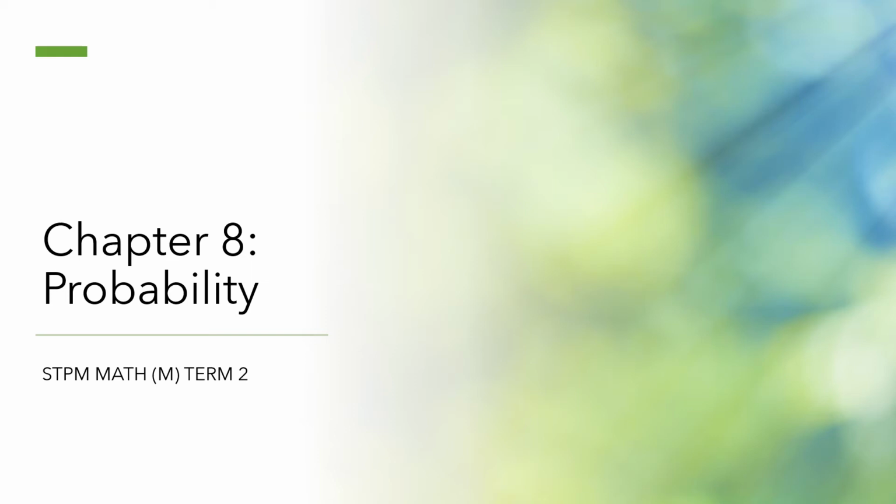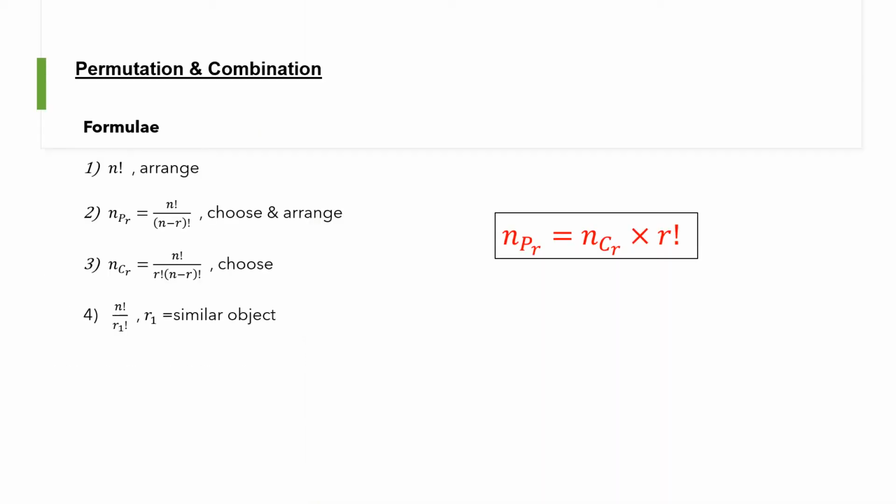Chapter 8 Probability. Now we'll start with permutation and combination, and here are the formulas that we always use in this topic. The first one, n factorial. The exclamation mark in this topic we call factorial. When we use n factorial, we're going to arrange something. There is no condition. We just want to find out how many possible ways the different things can be arranged.